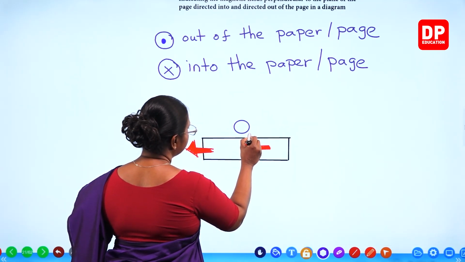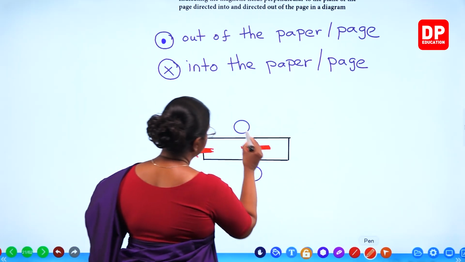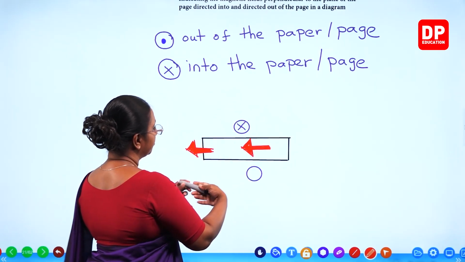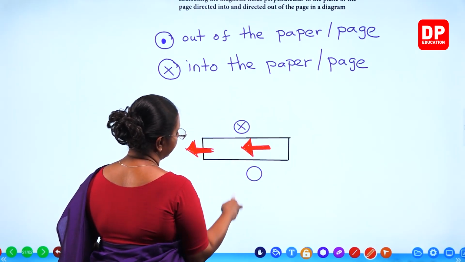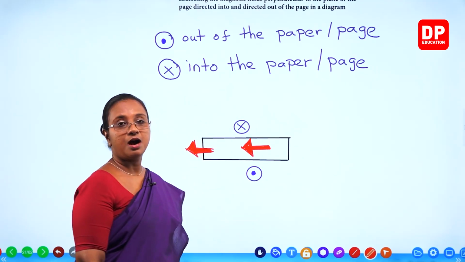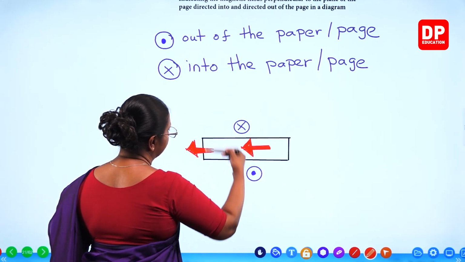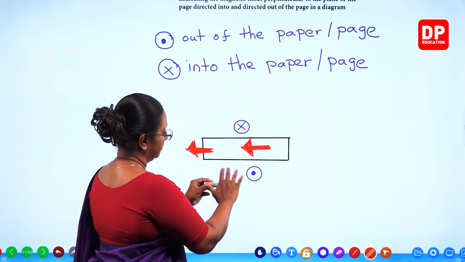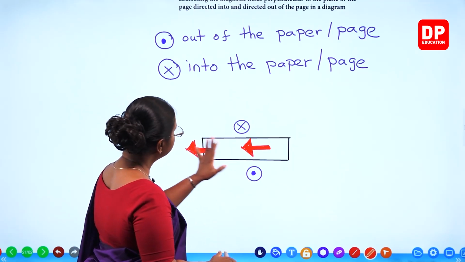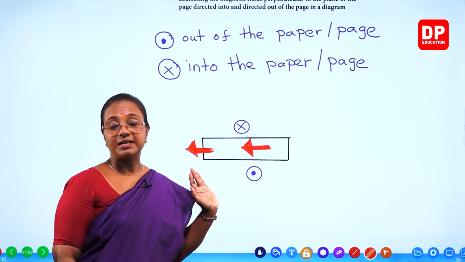You need to have a circle, and here we need to have a cross because the lines are going in. Here the lines are going in and here the lines are coming out. So you will have the magnetic field lines this way, like that, going there and coming out. So that is how we denote the direction of the magnetic field line.